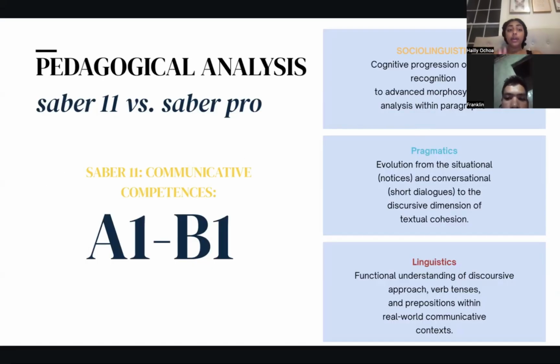Pedagogical analysis. Saber 11 versus Saber Pro. The competences are very different. In Saber 11, your level is a basic level from high school, and in Saber Pro, your level has to be higher because of course you're in university now, you're in college, and your English should be better by this time. In this part, the sociolinguistic lens: from a sociolinguistic perspective, we observe a progression of lexical recognition. We move from functional understanding in real world contexts to formal register and nuances of discourse that reflect the author's intent.